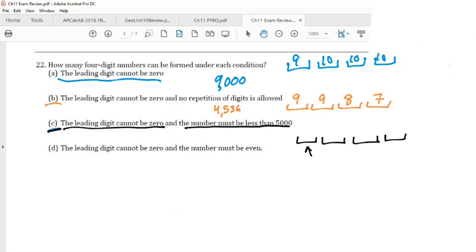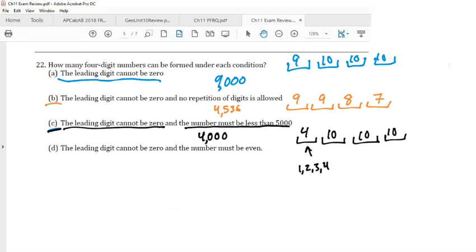The first number has to be 1, 2, 3, or 4, right? It can't be 0. So how many options do I have for the first digit? 4 options. Are digits allowed to be repeated? Yeah. Okay, so now the second spot, how many digits are allowed? There's 10, and 10, and 10. Oh, that's not that bad. So this would be 4 times 10 times 10 times 10, which is 4,000.